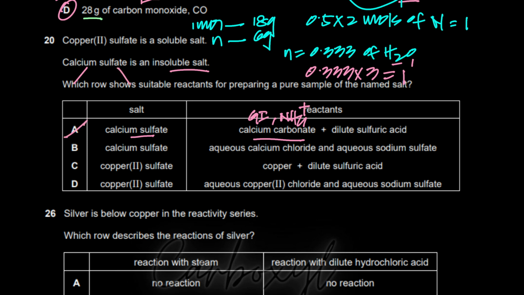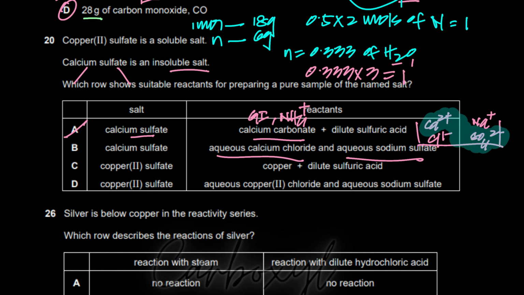Done? Now if you check B out, it says calcium sulfate. Again, insoluble salt. How do you make it? By taking 2 soluble salts. And he's mentioned aqueous calcium chloride, aqueous sodium sulfate. And yes, this is the correct option. Why? Because look at this. Calcium ions will be there and chloride ions. And you're going to get the sodium ions and the sulfate ions, right? Because they're all aqueous. Now, once you mix these 2 together, the calcium ion is going to come into contact with the sulfate ion to form calcium sulfate. And that is my beautiful insoluble salt. So B is the correct option.